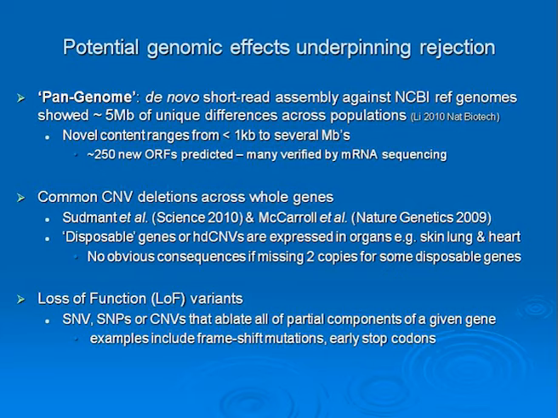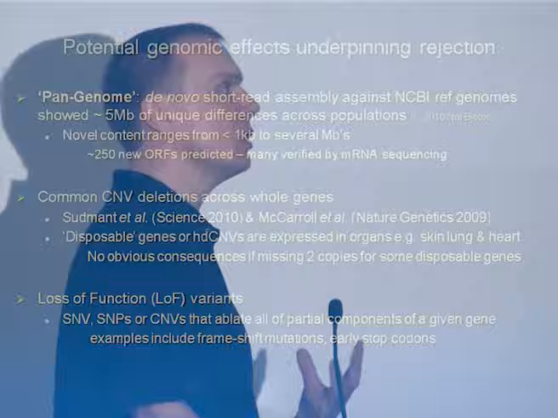So in the context of rejection, some of these genes may be allogenic. If you receive an organ from someone who has some of these genes, and we know it's expressed in that given organ, it may be a source of allogenicity.